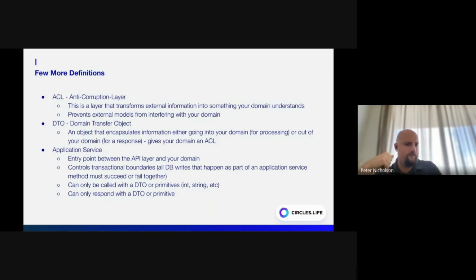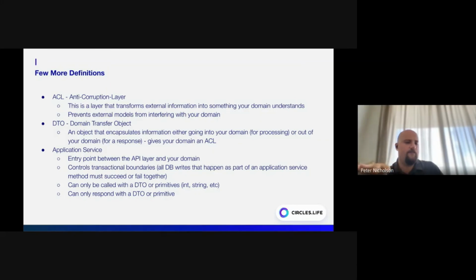The second is the DTO, the domain transfer object. This is just the kind of object we're going to use as the entry and exit to the domain. It essentially creates a static API into the domain, so the domain can evolve separately from our API.